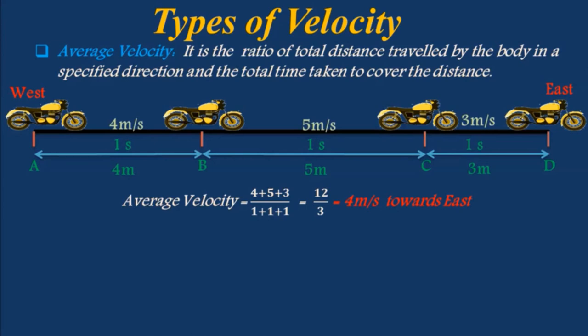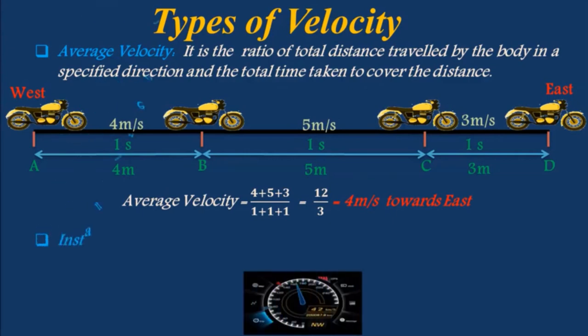Instantaneous velocity. Look here, it is the velocity of the body at a certain instant of time when the body is moving with variable velocity.